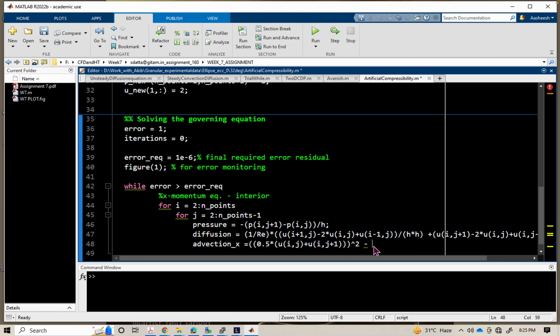minus 0.5 into similar, but here uv will come, so u i comma j plus u i j minus 1 by 2, square, then I will close it.